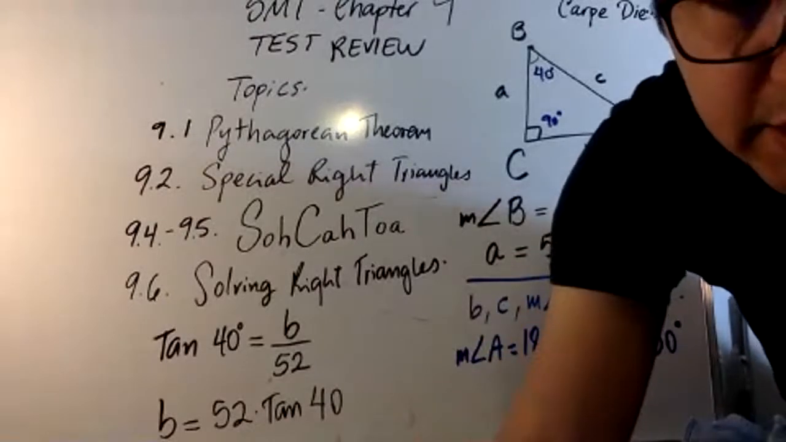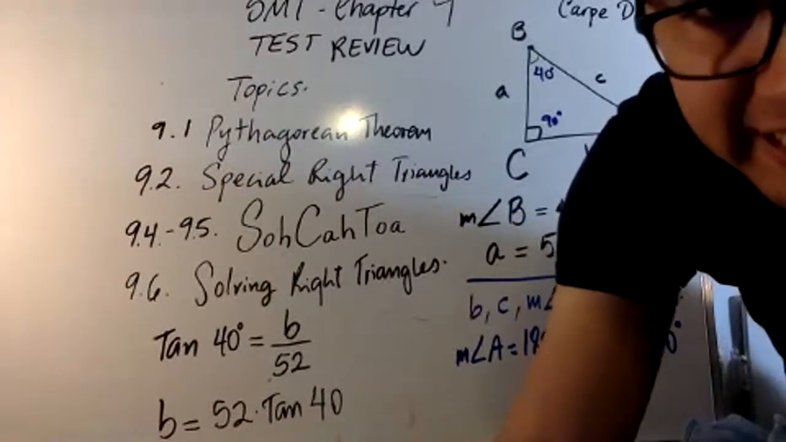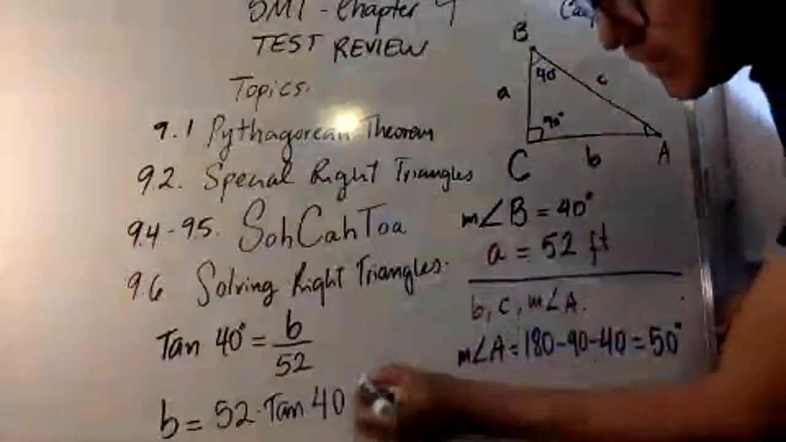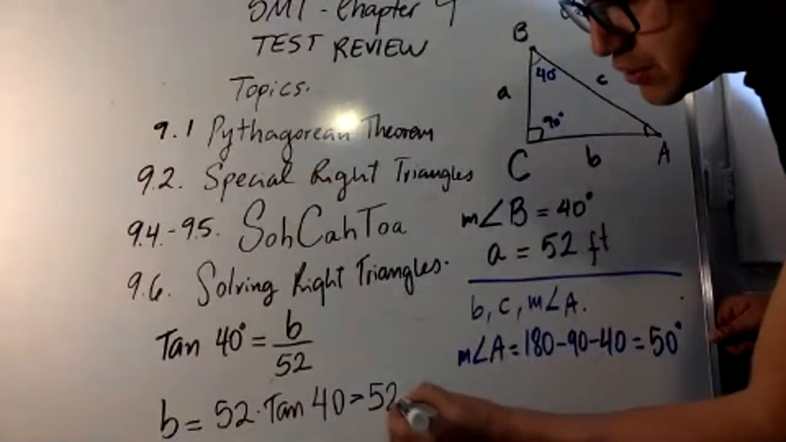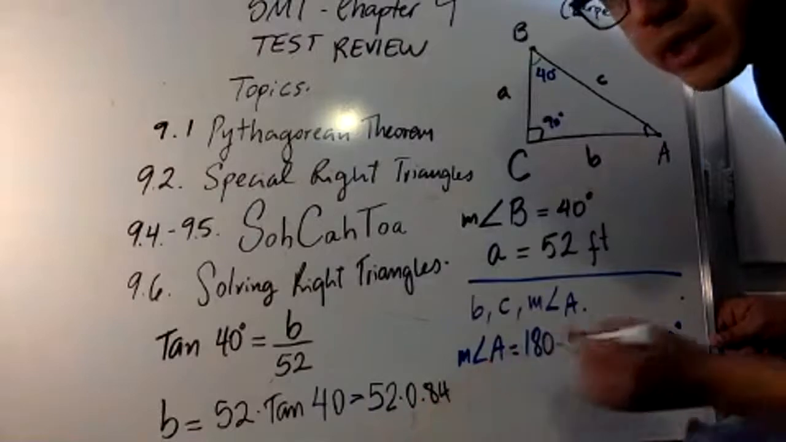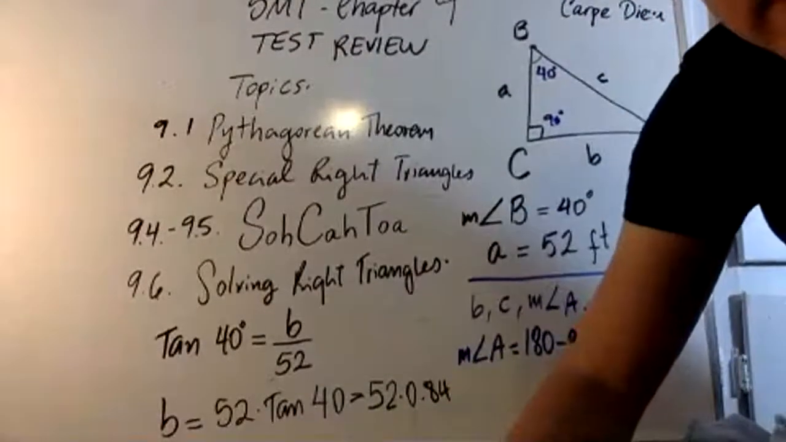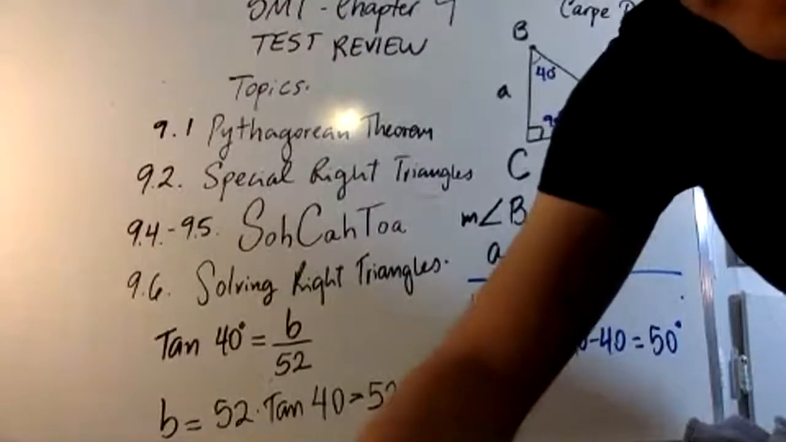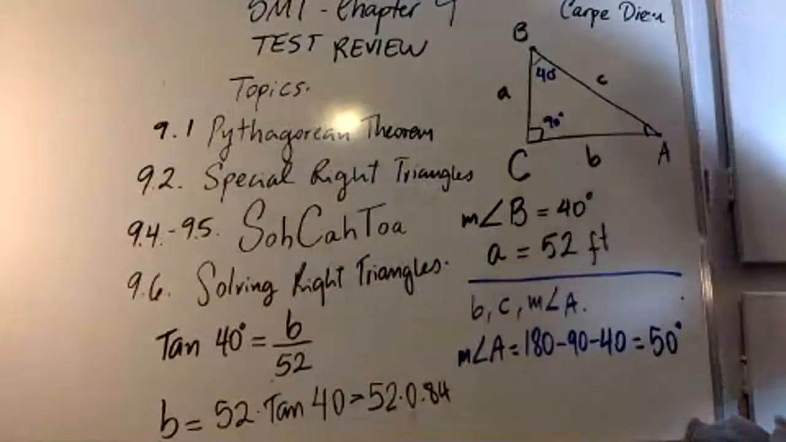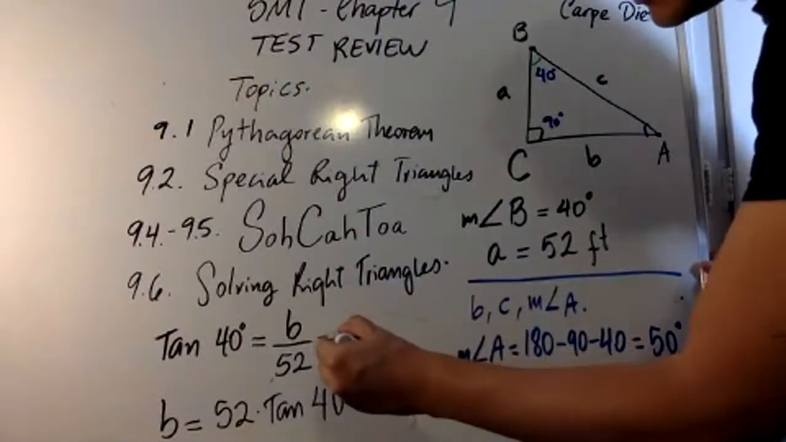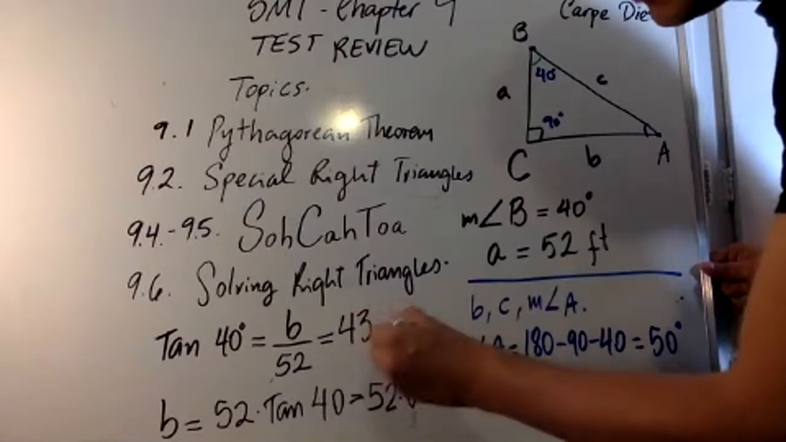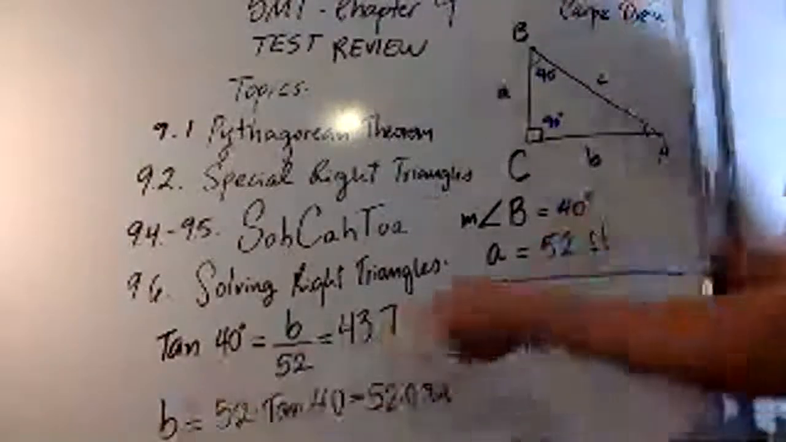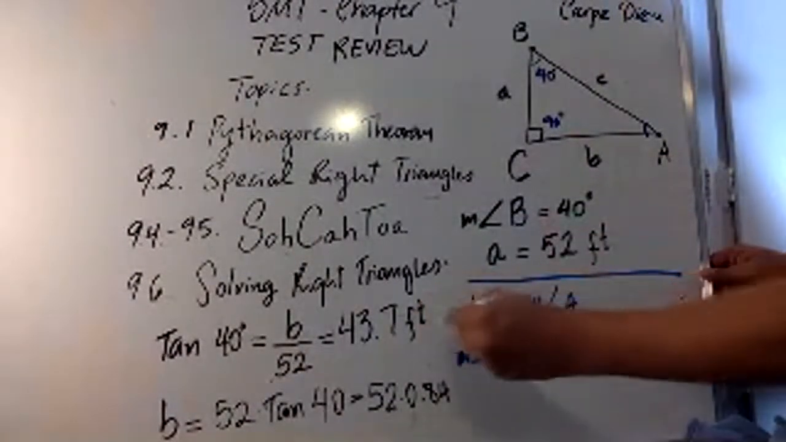In this case, tangent of 40 is 0.8391. So I'm going to round it to 0.84. So what we have is 52 times 0.84, okay? And then 0.84 multiplied by 52, and that's it. It'll be 43.68, let's say 43.7. This is B. B is a distance of 43.7 feet, okay?